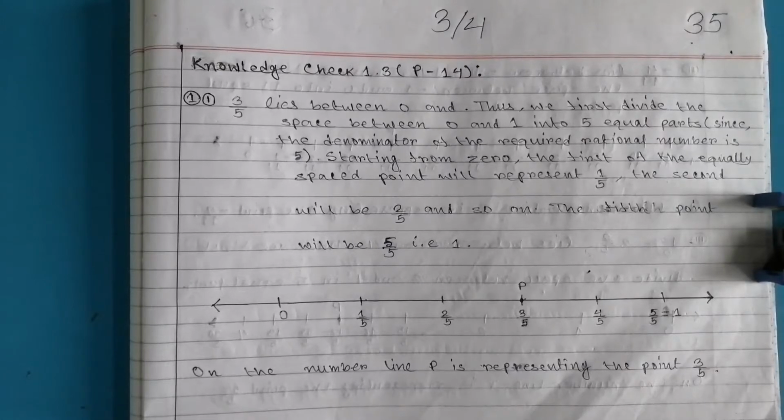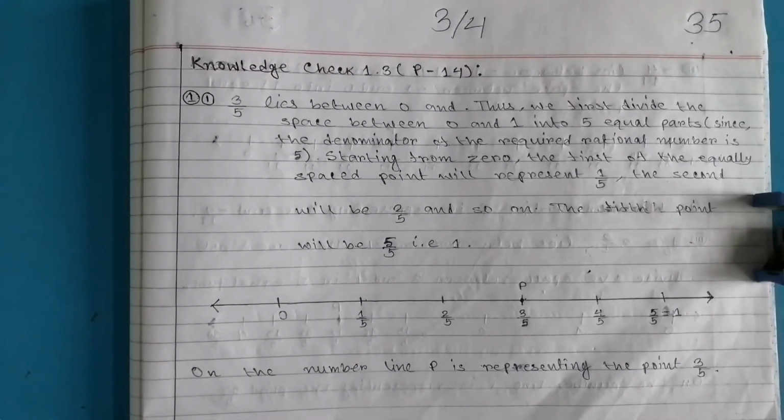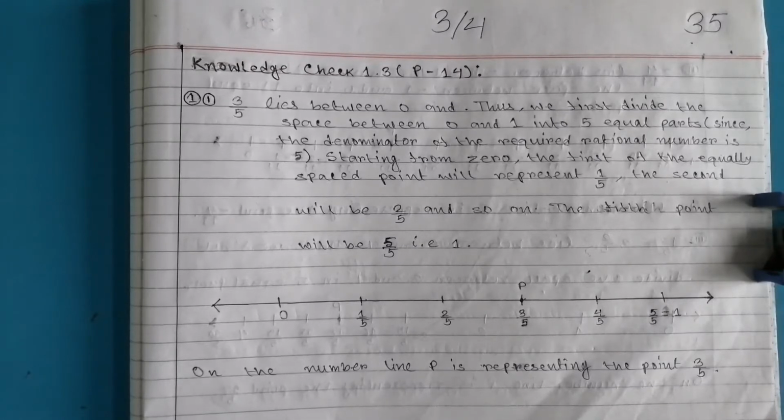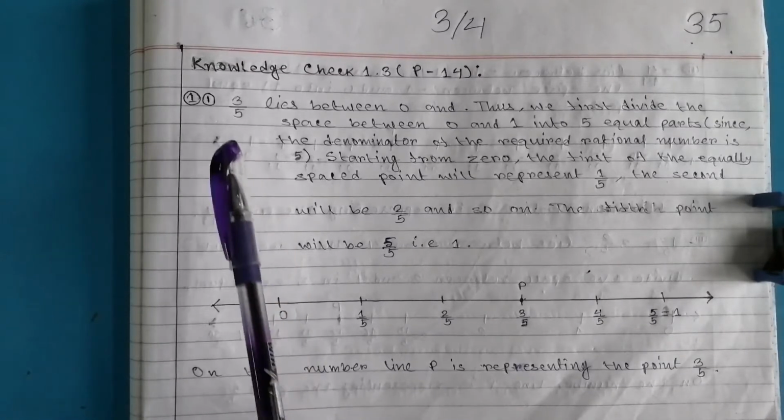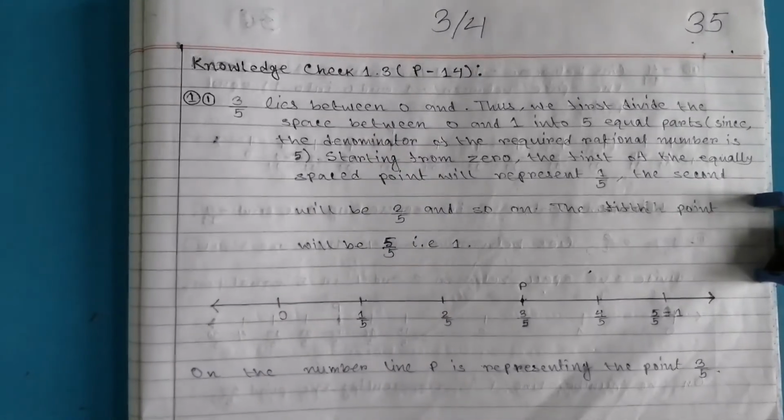1.3. So let's start from question number 1. In question number 1 it is told to represent the following rational numbers on the number line. You have to represent the given rational number on the number line. In the first part, it is given 3 upon 5, you have to represent 3 upon 5. So let's start. 3 upon 5, this number lies between 0 and 1.